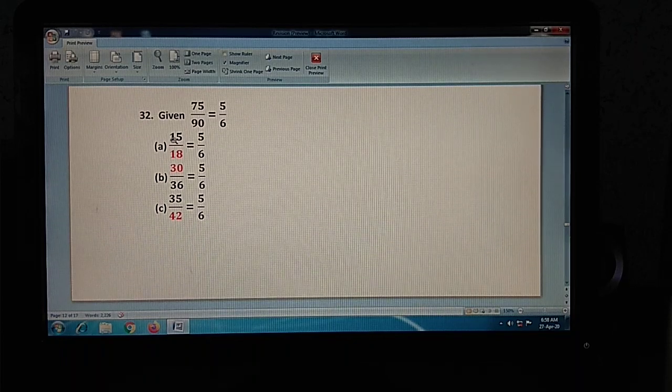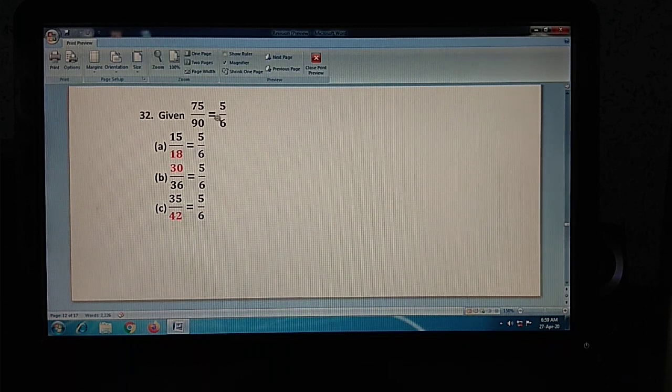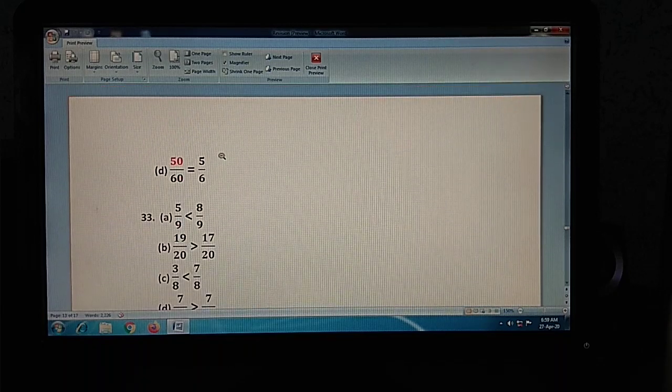Now, we are given this numerator 15. What should be the denominator so that it becomes of the order 5 by 6? This is 18 I have given because if we cancel this by 3, it will be 5. Again with 3, we will cancel 18, we will get 6. So, we got this 5 by 6. Whatever it may be, it should be of the order 5 by 6. I hope you all have understood.